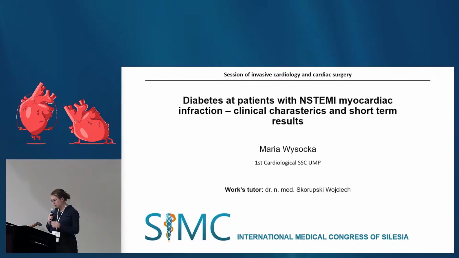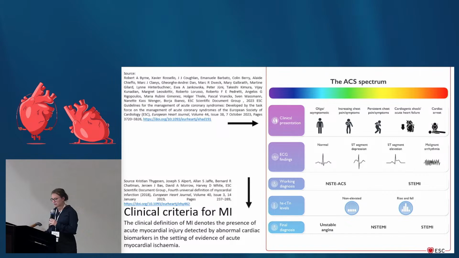My name is Maria Wysocka, and I would like to begin this presentation with a quick characteristic of the two conditions named in the title. The first is NSTEMI. NSTEMI is one of the ACS, acute coronary syndromes. NSTEMI is MI, myocardial infarction, which, according to the fourth clinical definition of myocardial infarction, is characterized by acute myocardial injury with abnormal cardiac biomarkers in the clinical setting.